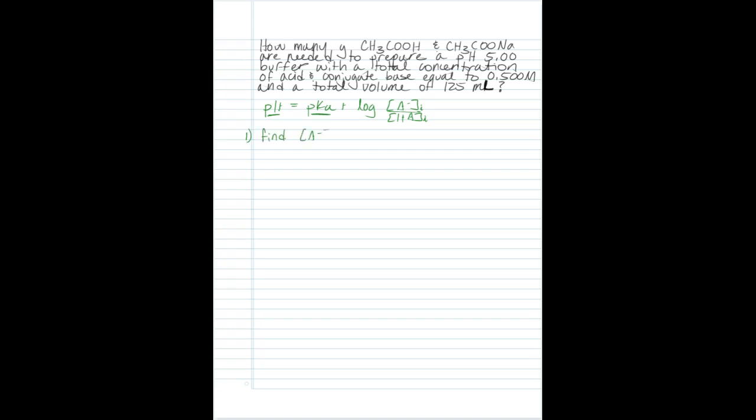So that's my overall problem solving strategy: find the ratio of A minus over HA using the Henderson-Hasselbalch equation, and then I need to find the actual concentrations of A minus and HA, and then the third step would be to find the moles of each, and then from that I can find grams. Notice that I didn't talk about any calculations in my strategy.